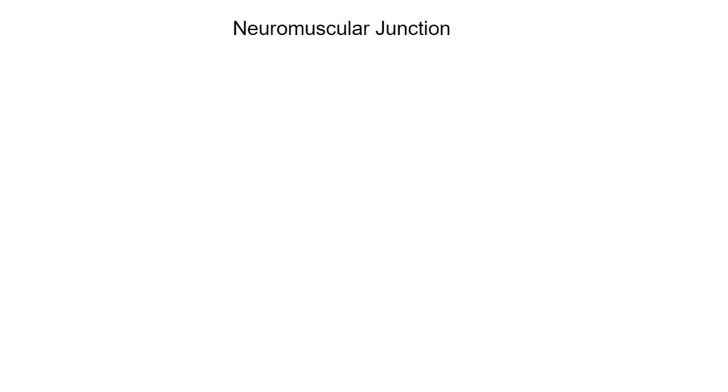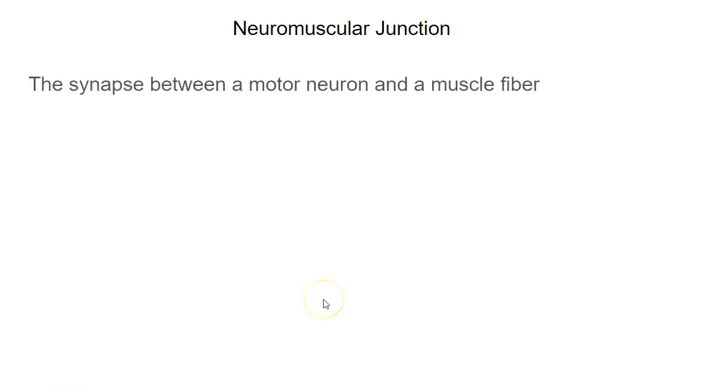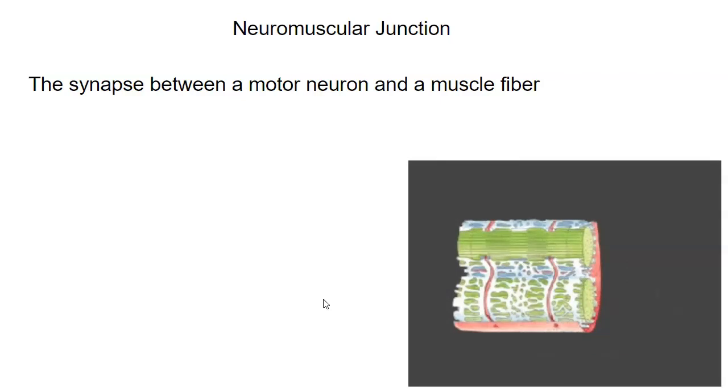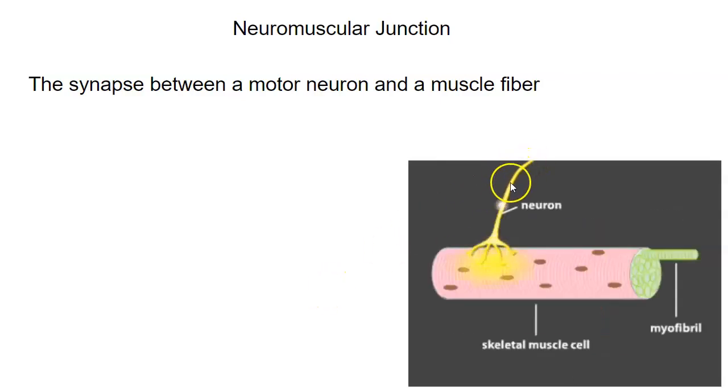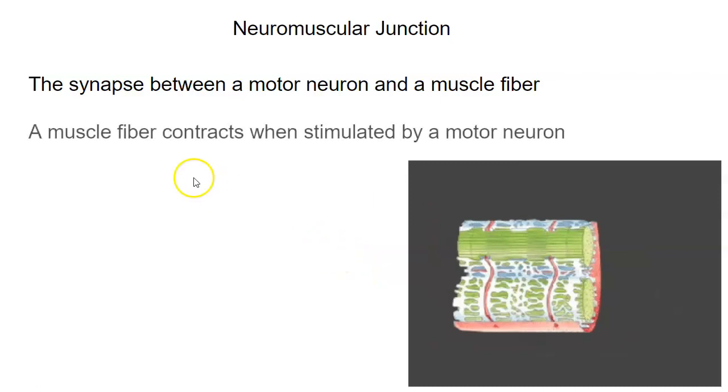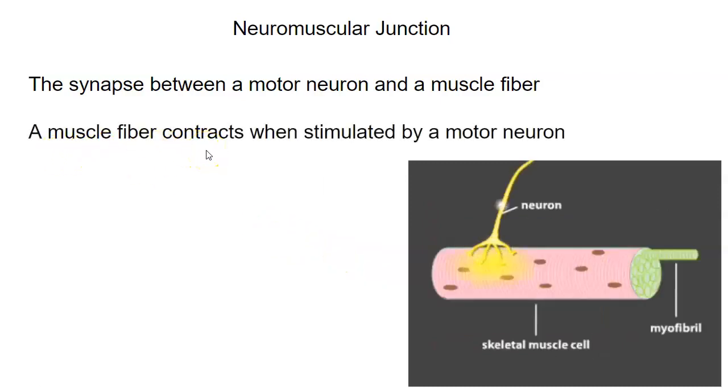We saw what happens inside the cell when the muscle contracts, but what causes the muscle to contract? We need to look at the synapse between a motor neuron and a muscle fiber. That's called the neuromuscular junction. So here we're looking at this motor neuron, and here's an impulse that travels through that motor neuron, and when this impulse gets to the muscle fiber, it's that impulse that causes or initiates the contraction within the fiber. So the muscle fiber contracts when stimulated by the motor neuron.